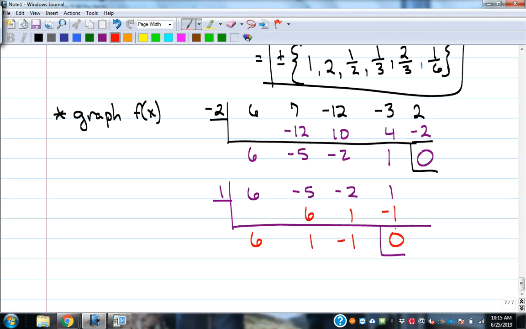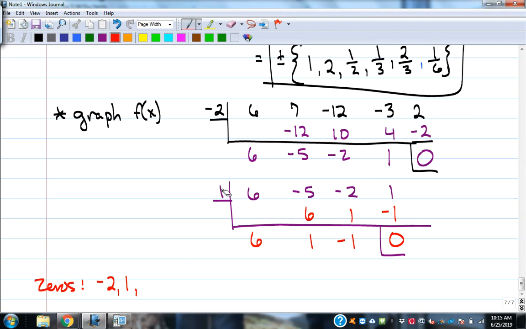And hey, what do you know? I got a 0 in the remainder spot. So what I've done so far is I've found the zeros, -2, 1, and then I should have 2 more that I'm going to find. Okay. That's what I've found by doing this synthetic division.